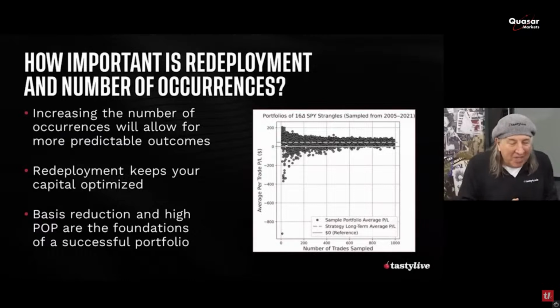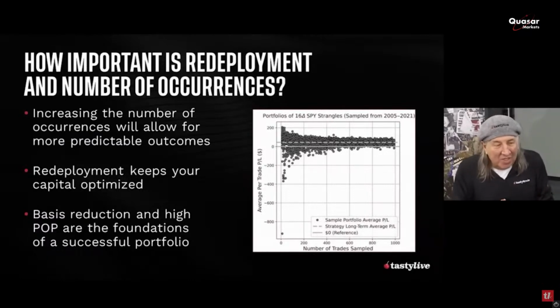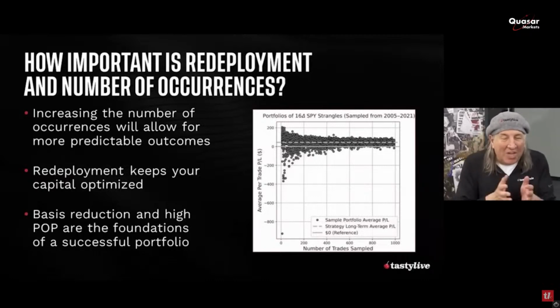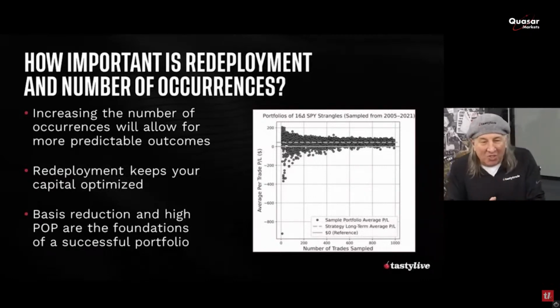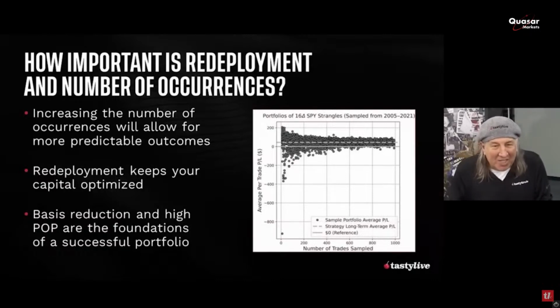Redeploying capital, taking your position and redeploying the capital, keeps your capital optimized. So again, basis reduction and high pop are the foundations of a successful portfolio that allow you to redeploy your capital, which optimizes your capital, which makes your results much more predictable. What you see on the right-hand side of the page is what happens when you create lots of outcomes. When you only have a couple, you can see at the bottom, it says number of trades sampled. When you only have between 0 and 200, there's girth there. There's lots of width.